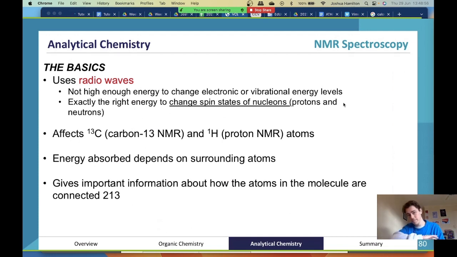So what you're going to say for this is: NMR uses radio waves to change the spin states of the nucleons, full stop. That's all you're going to write. That's your one sentence. For IR spec, it was about IR radiation changing vibrational states, which can be detected. Here we're going to say radio waves change the spin states of nucleons, which can be detected. So it's just what type of radiation is used, what changes in the molecule, and then it can be detected. It's as simple as that.